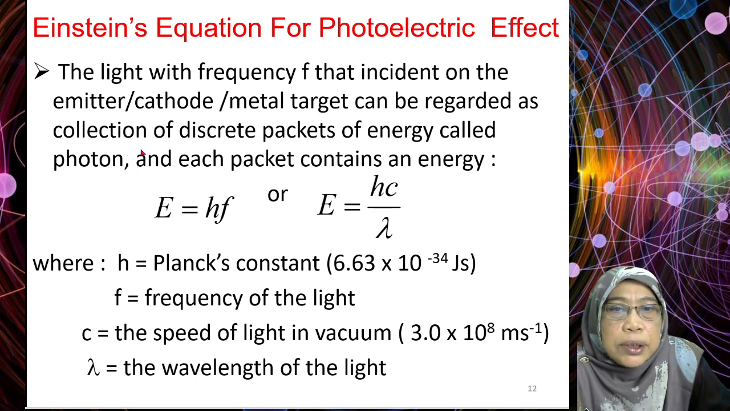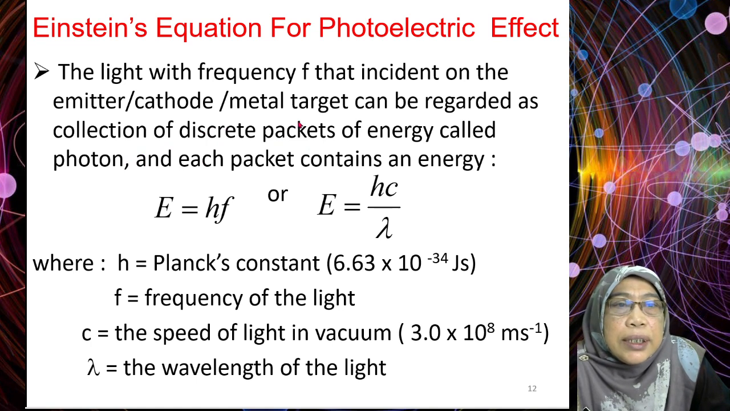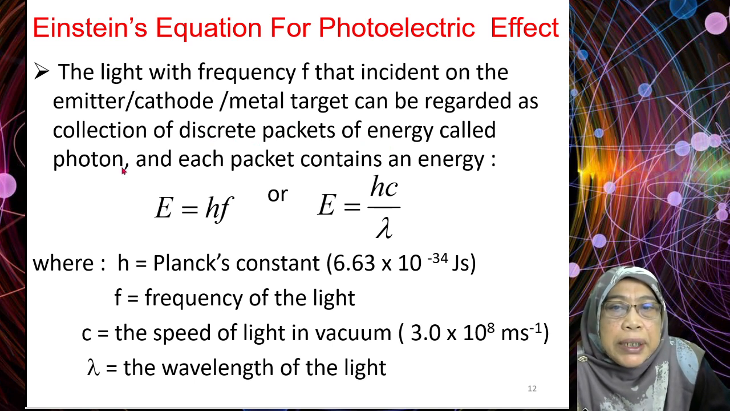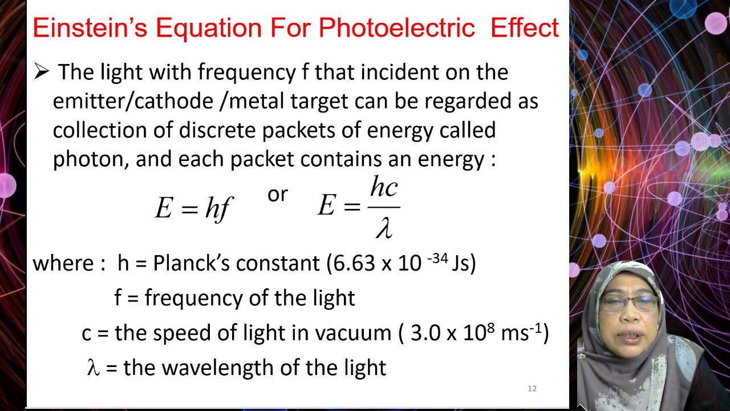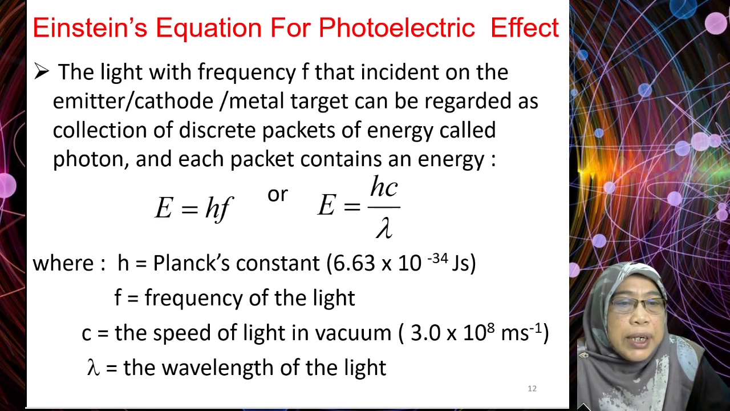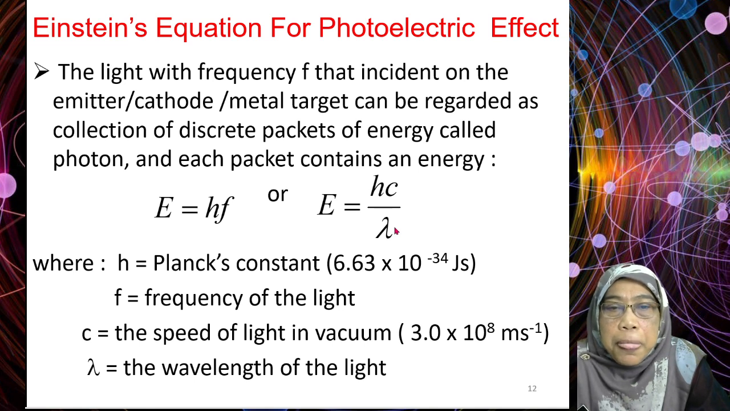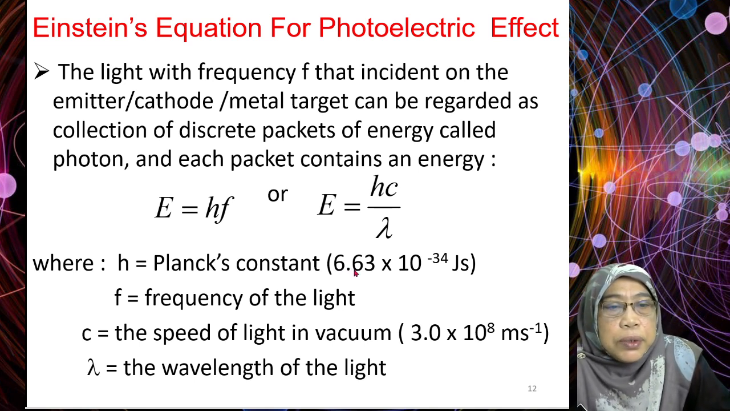Planck's quantum theory said light can be considered as a collection of discrete packets of energy called photons. Particle properties of light we call photon. And each packet contains an energy E equal to hf, Planck constant times the frequency of the light, or when you have the wavelength, you can use the equation E equal to hc over lambda. Planck constant is 6.63 times 10 exponent negative 34.